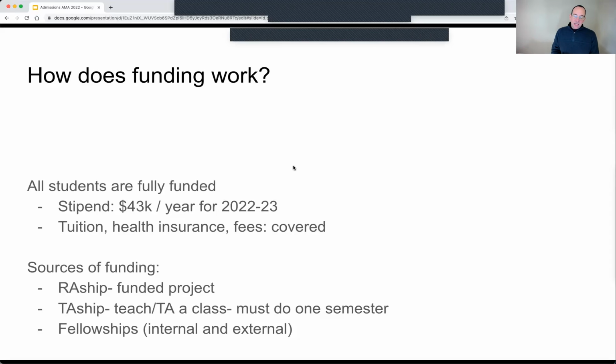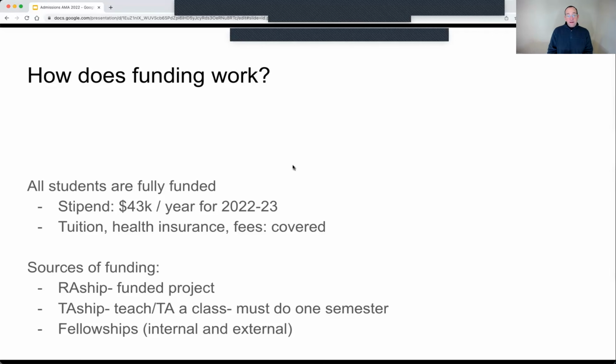We also have TA-ships. This is where the department pays you to TA a class or to teach a class. Every one of our PhD students is required to teach for a semester. So you have a TA requirement. You are paid on a TA-ship while you're TAing. But some of our students, either because they want to or because for funding reasons, they decide to, might TA more than one semester.